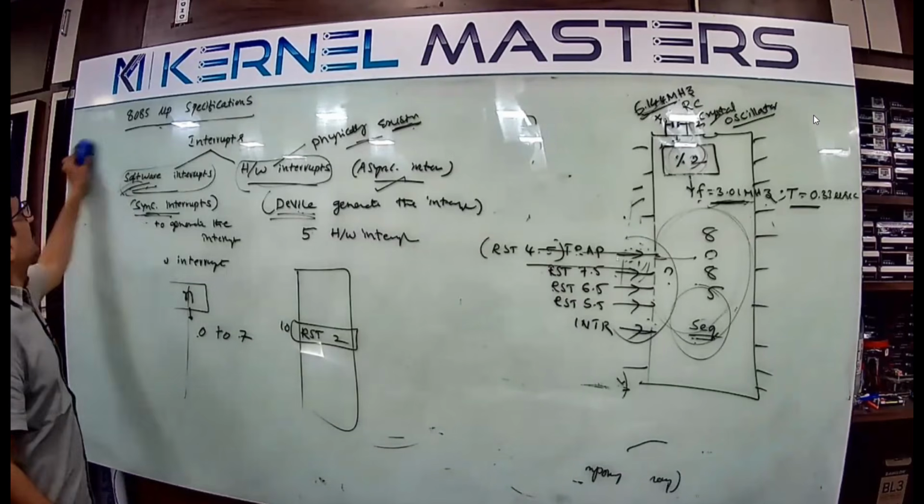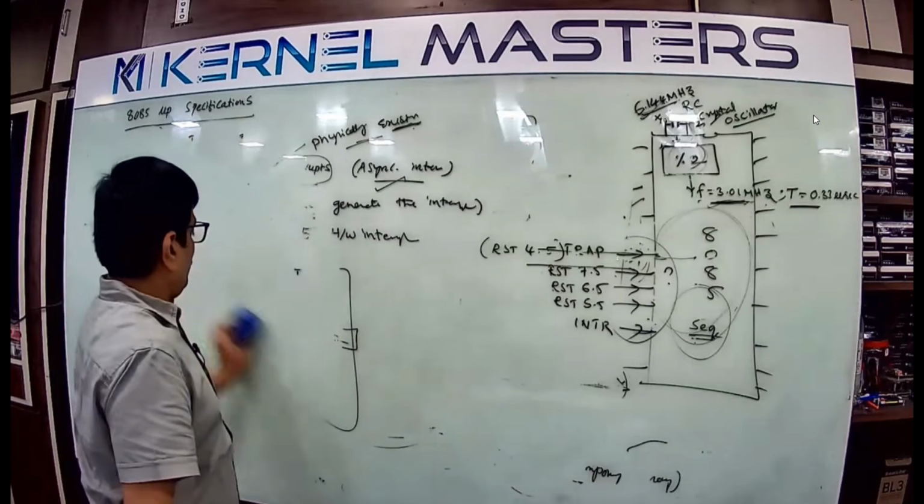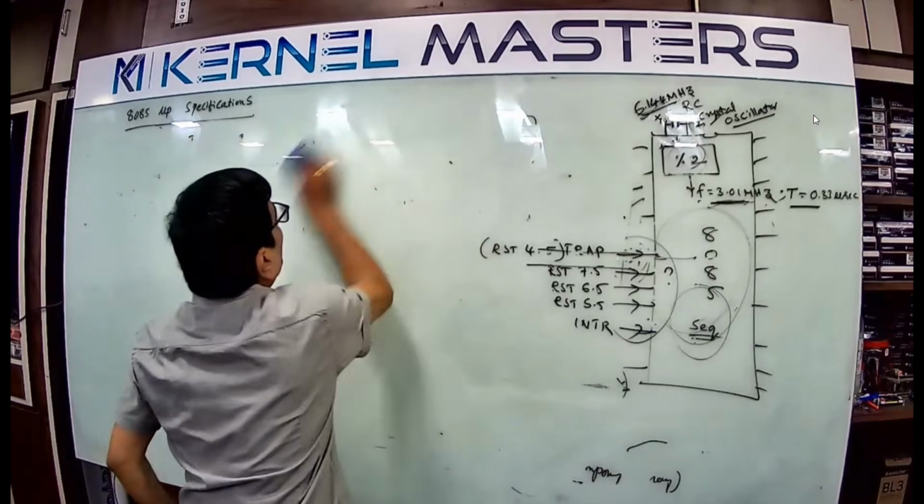So now here is the specification of the 8085 microprocessor. We are understanding the whole concept of it.